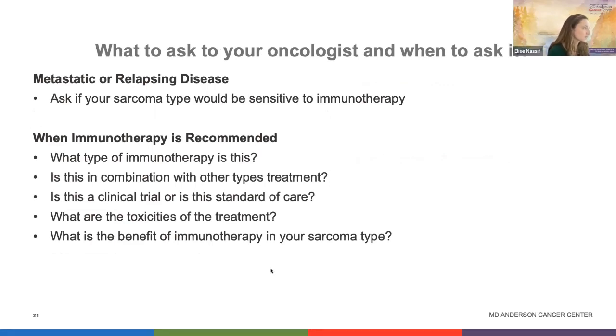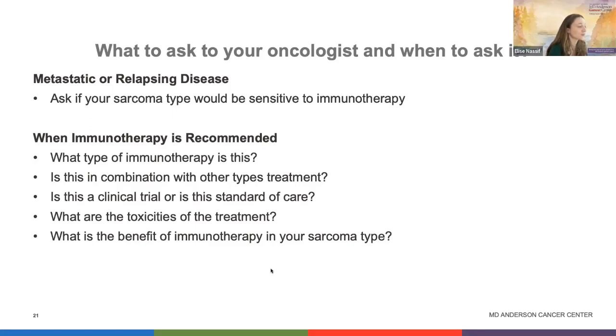So as I was saying, the immunotherapy should be given right now only in the metastatic or relapsing setting. You should ask your oncologist if your sarcoma type is sensitive to immunotherapy, as although exciting, there are a lot of subtypes that are not sensitive. So when we're recommending immunotherapy, you should ask what type of immunotherapy it is, and if it is a combination with other types of treatment.